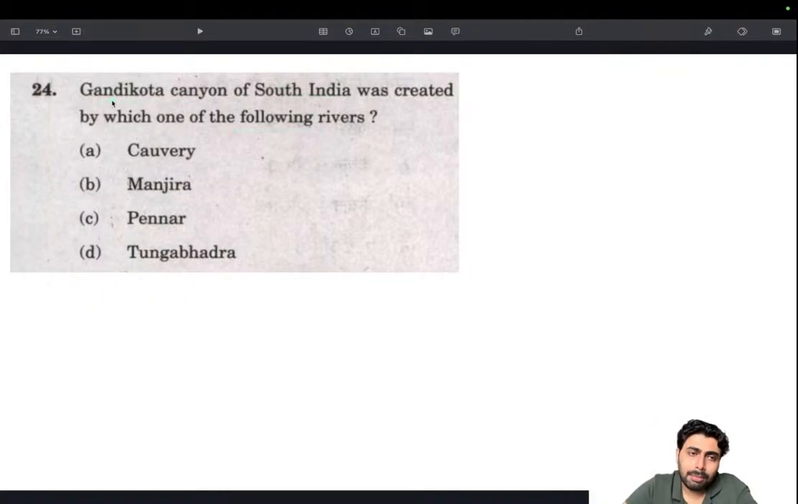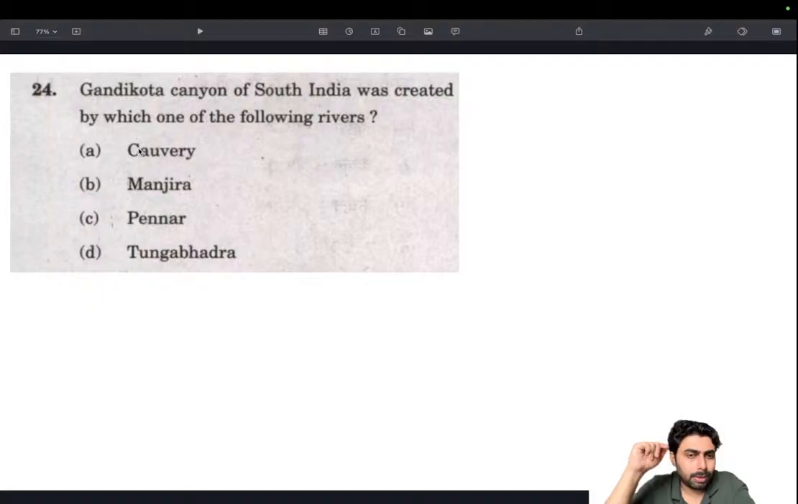This is a very famous landmark, called the Great Canyon of India, like the Grand Canyon of the Colorado, which is very famous. It's a similar thing for India, but I didn't know about it. The only thing I could decipher from it is the name Gandikota: it's not a Tamil name, could be a Kannada name, but more likely a Telugu name.